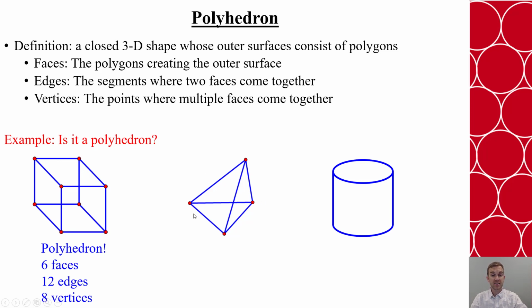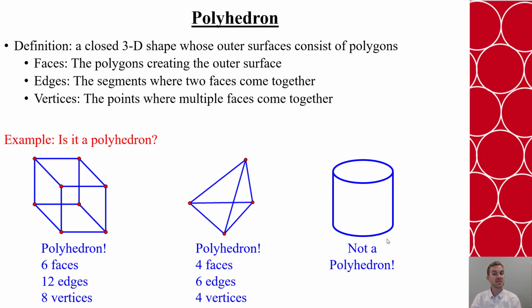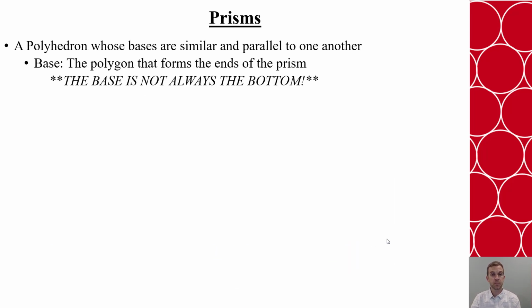If I look at my second solid here, it's constructed using triangles. So yes, this is a polyhedron. And in this shape, there are 4 triangles, so there's 4 faces, there's 6 segments or edges, and there's 4 vertices. And in my third solid, this is a cylinder, and that's made up of having a circle. And a circle is not a polygon. Therefore, this is not a polyhedron.